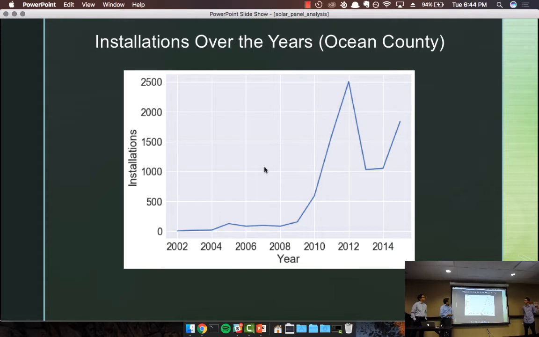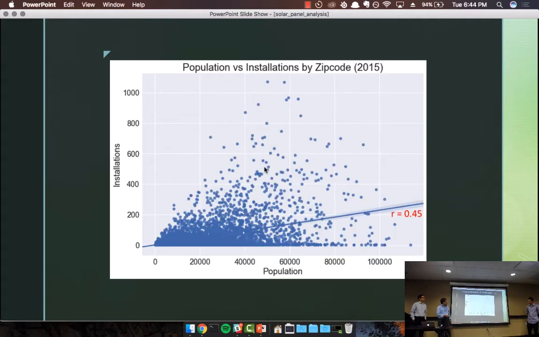Yeah, we actually look at the changes in installations over the years in Ocean County, right? So the number one county in New Jersey. You can see the overall trend is similar to the New Jersey state. Again, we saw the dip in 2013 and 2014. So this is interesting. It's worth investigating what happened. There must be something happening in those 2 years.